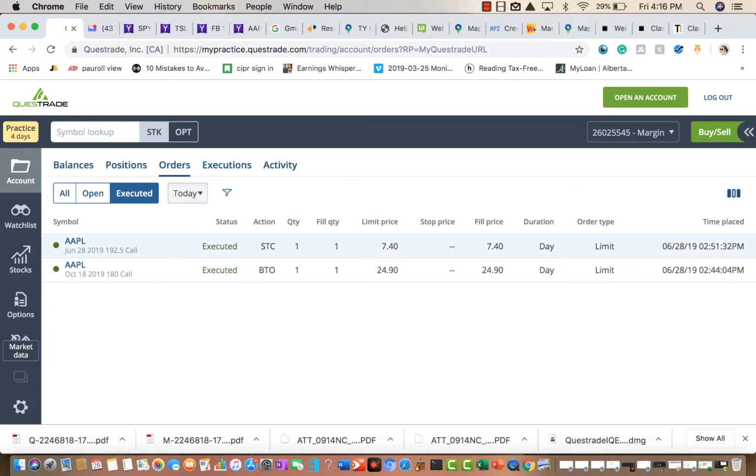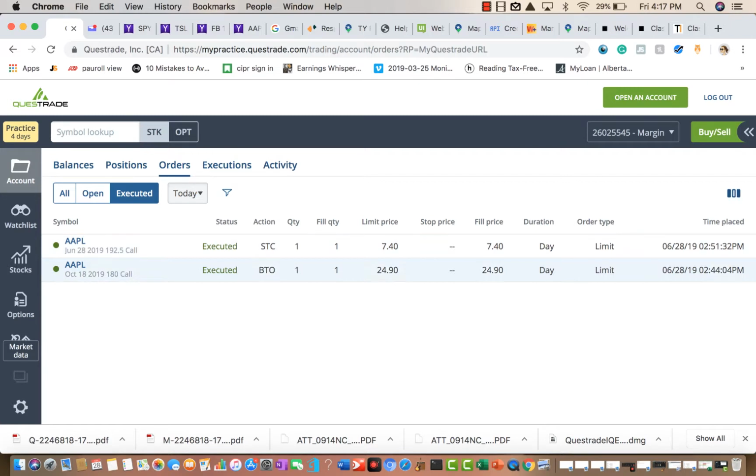Action, in this case, it's saying STC. What STC means is sell to close. So when you buy to open, you sell to close. What I did here is that I sold to close Apple. I entered Apple and then I closed it. So now this trade is already closed. How many quantity did I close? One. Fill quantity one. Limit price 7.40. Fill price 7.40. So again, limit price is basically the price that you are saying to your broker you want to sell Apple at.